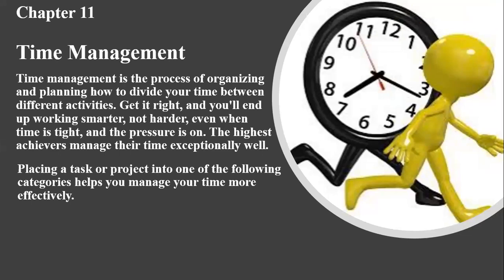Placing a task or project into one of the following categories helps you manage your time more effectively. So there are things you need to do, and those are the urgent things first. Then you need to determine whether you can delay it for a while. And then there's a decision to be made whether you can delegate it. And then there are things you can absolutely just delete and don't even have to do.